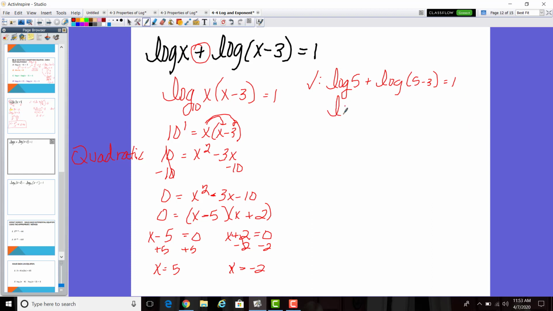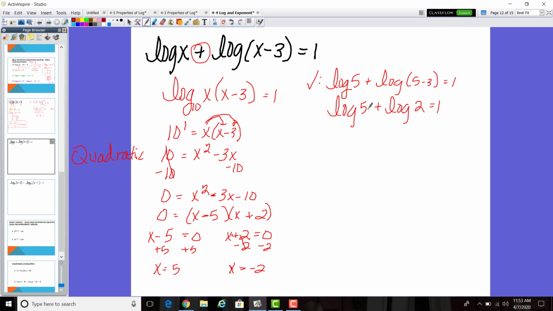Well, this is a valid logarithm because it's a log of a positive number. This is also a log of a positive number. So you could check this on your calculator. We have a common log button. We could see, does common log of 5 plus the common log of 2 equal 1? You could do it that way.